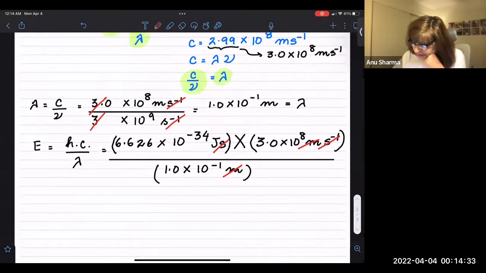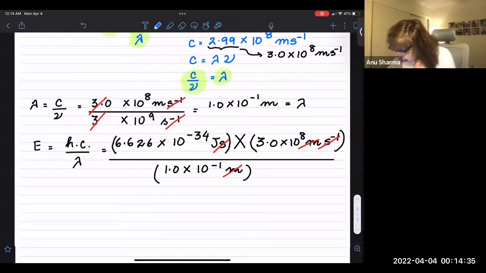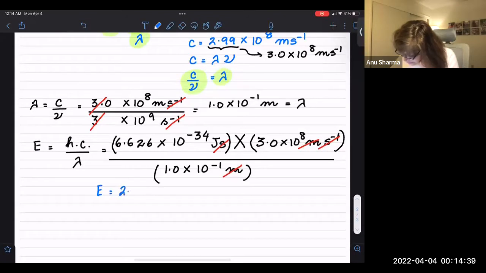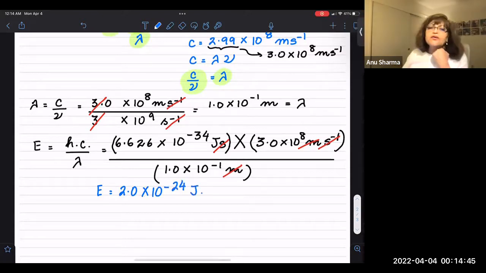And when you compute this, the answer comes out to be 2. So the value of energy is equal to 2.0 into 10 to the power -24 joules. Okay, so that's the answer. Let's look at the next question.